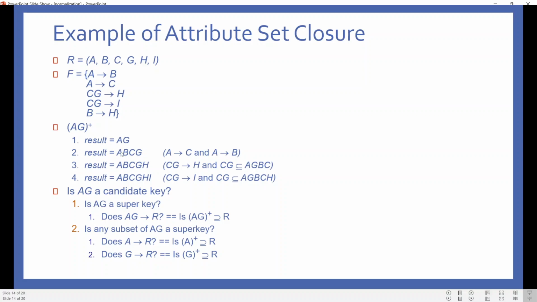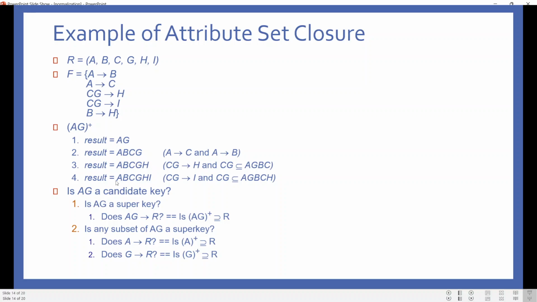Now let us see these attributes over the functional dependencies. A to B we have already found, A to C we have already found. Now let us see CG. CG can determine H, and also CG can determine I. So now our attribute closure becomes A, B, C, G, H and I. Now B can determine H, but H is already included in the set, so we don't have to include it again. So this is our final set: A, B, C, G, H, I.